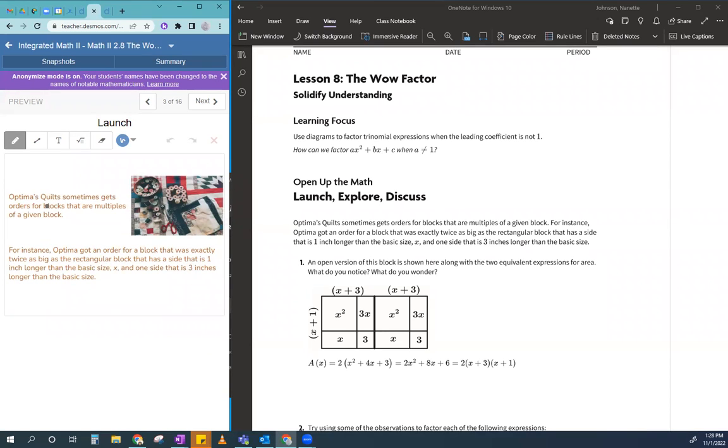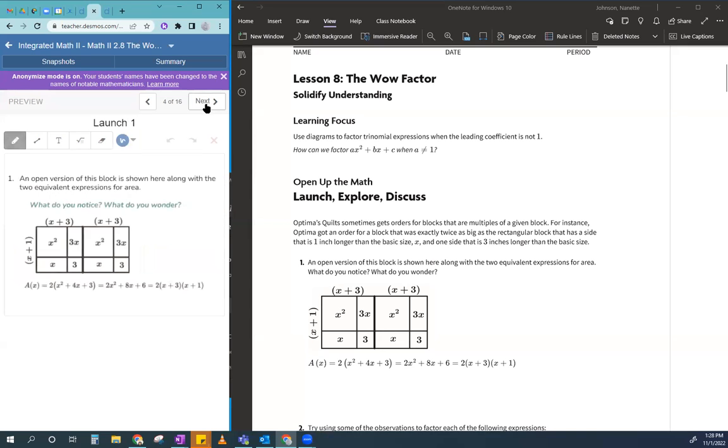Okay, so Optimus Quilts sometimes gets orders for blocks that are multiples of a given block. For instance, Optima got an order for a block that was exactly twice as big as the rectangular block that has a side that is 1 inch longer than the basic size and 1 inch longer, that is 3 inches longer than the basic size. So notice here, it's x plus 1 times x plus 3, but there's 2 sets of it. Do you see one set here, one set here? So there's 2 of them.